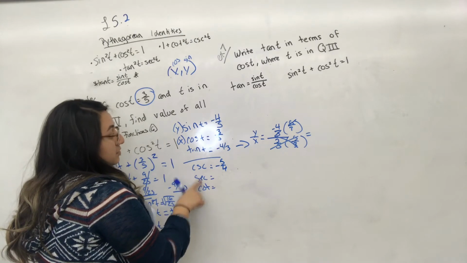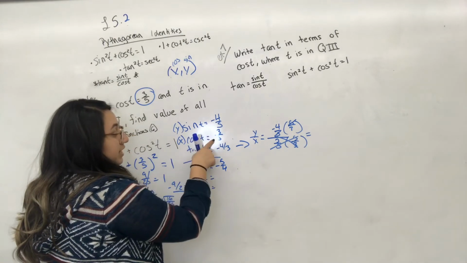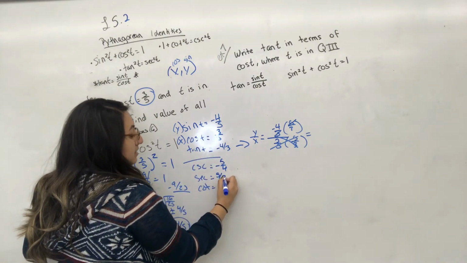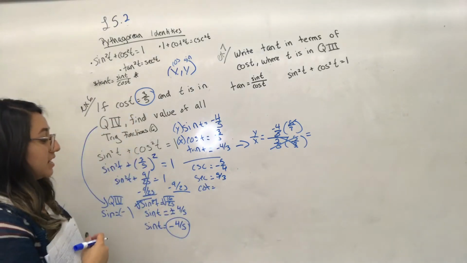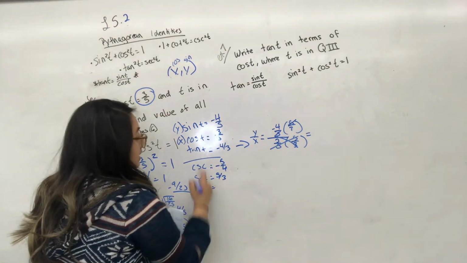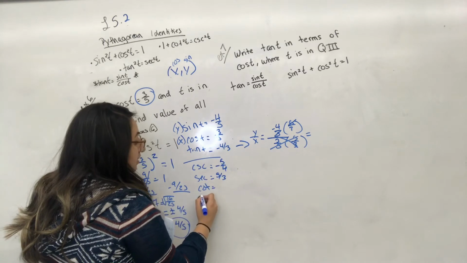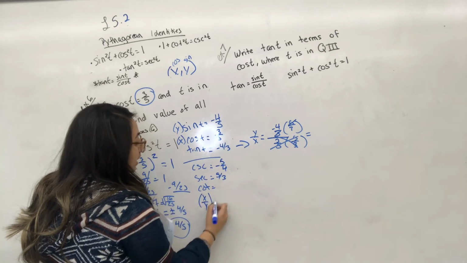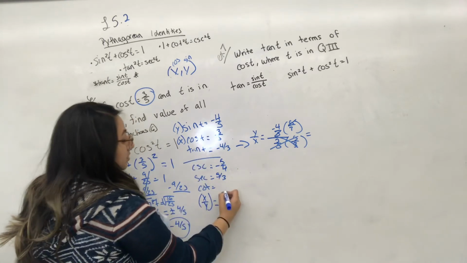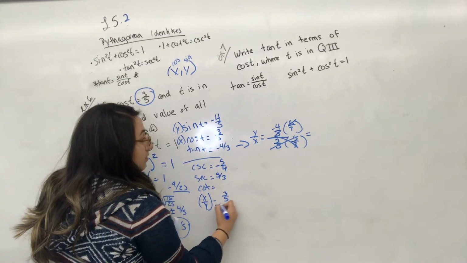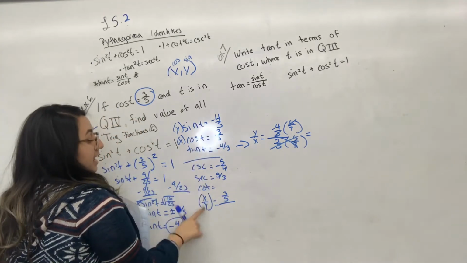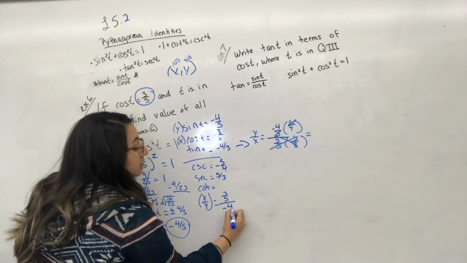Secant, it's the reciprocal of cosine. So if cosine is 3/5, secant is 5/3. And then cotangent, since tangent is y over x, cotangent is x divided by y. So x is cosine, so 3/5. And we're going to divide that by the sine, which is negative 4/5.